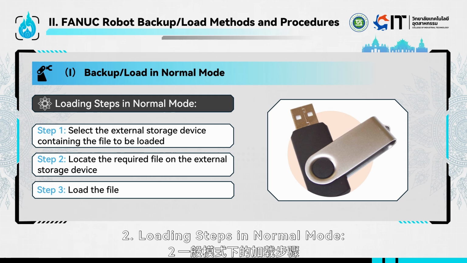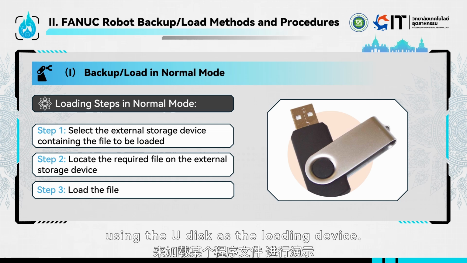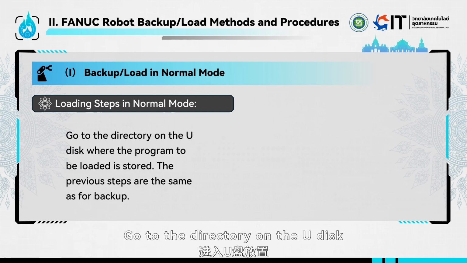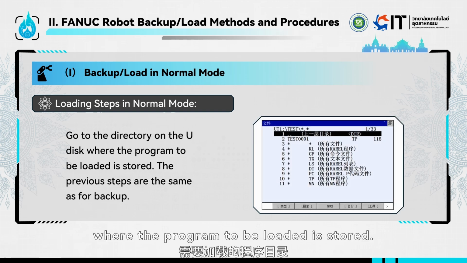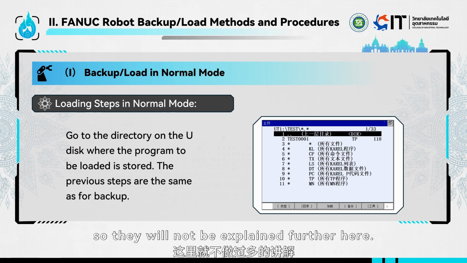2. Loading steps in normal mode. This also involves 3 steps. We will demonstrate loading a specific program file using the UDisk as the loading device. Go to the directory on the UDisk where the program to be loaded is stored. The previous steps are the same as for backup, so they will not be explained further here.